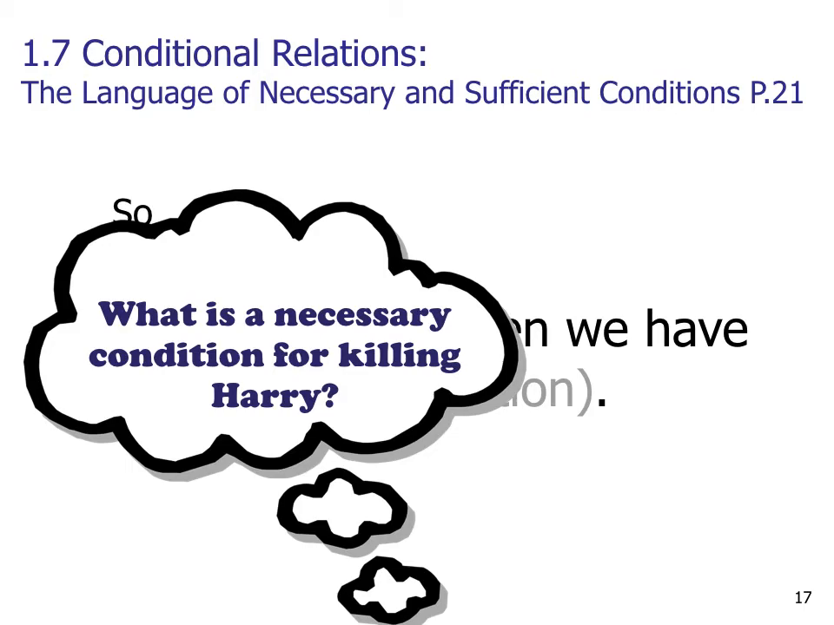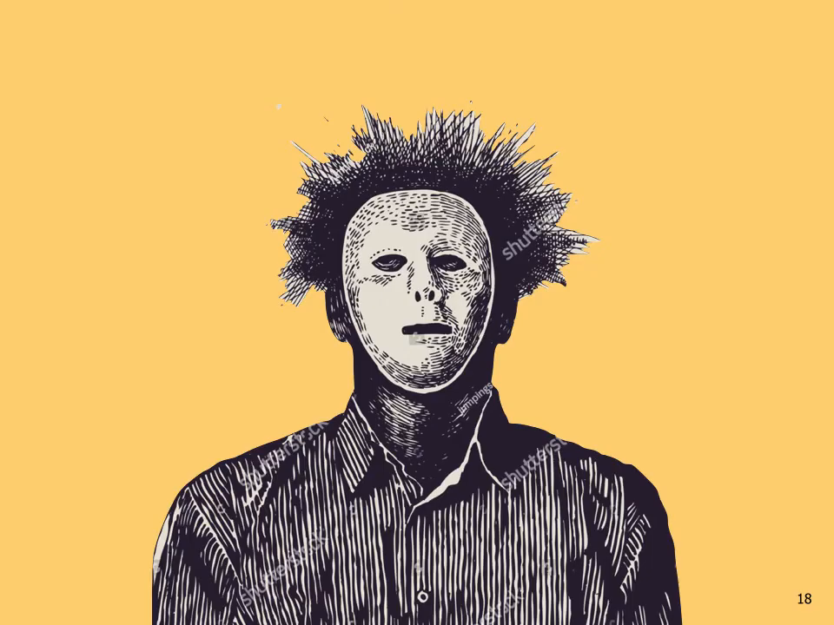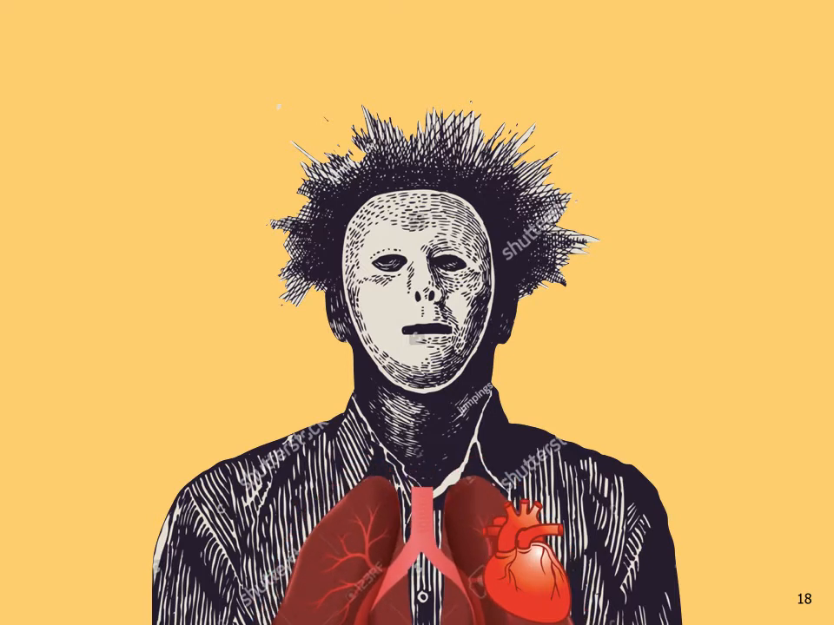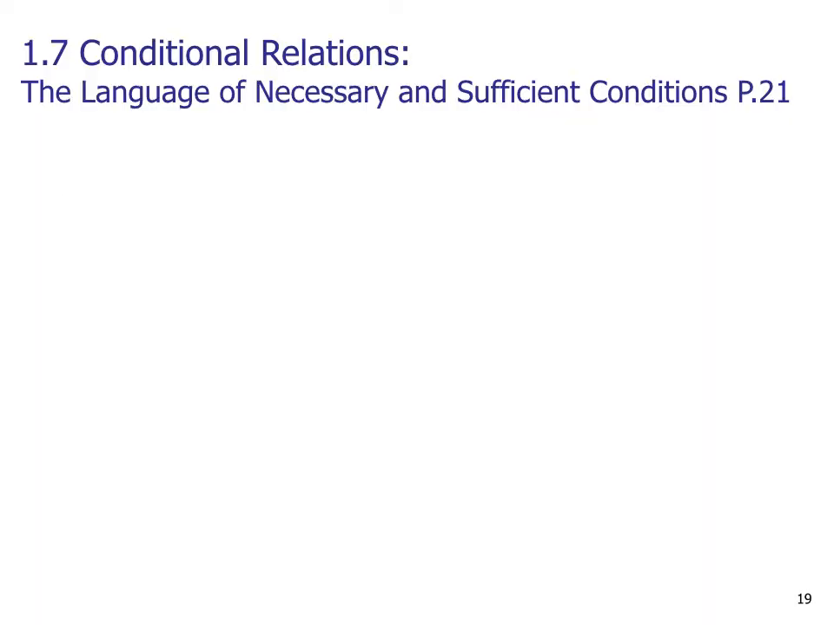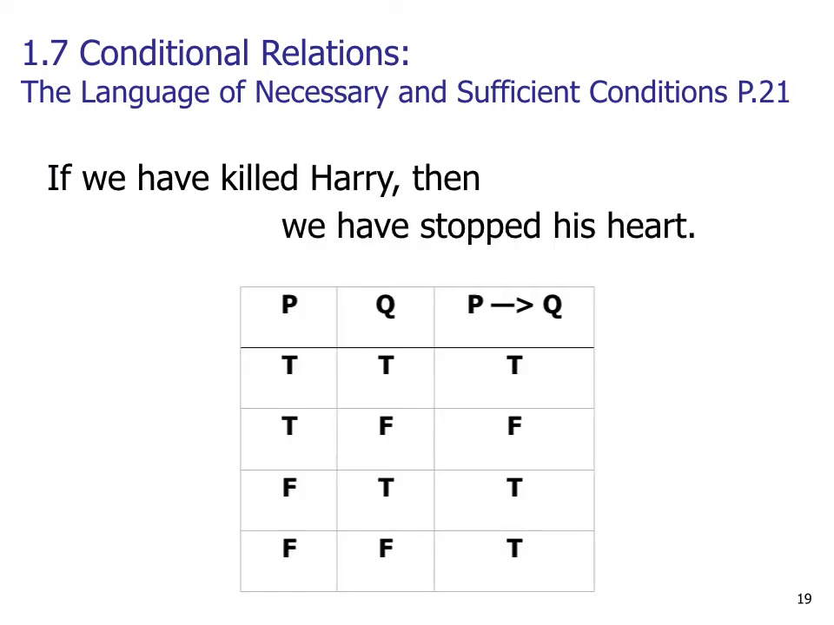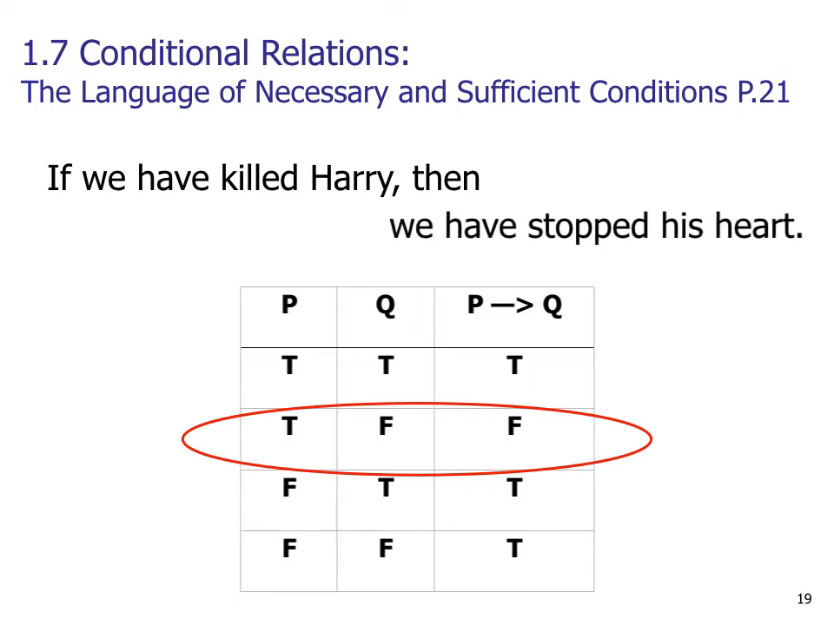And what is a necessary condition for killing Harry? Well, some things that are necessary is his heart must stop, his lungs must stop, and his circulation must stop, as well as brain function. All of these things are necessary. So if we have killed Harry, then we've stopped his heart. Any instances where we've killed him and we haven't stopped his heart? Well, it might beat for a few more beats, but eventually it stops. It has to stop, or we wouldn't have killed him.